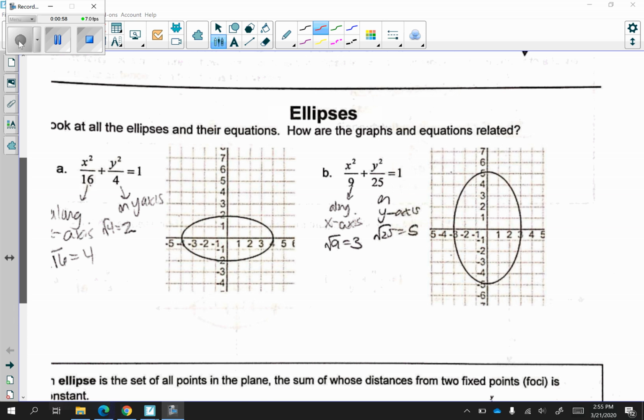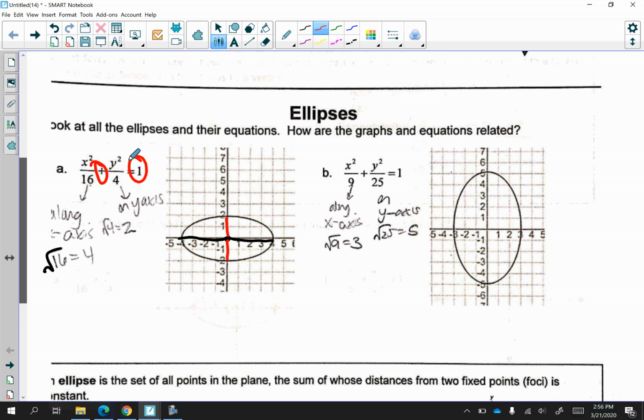So if we take a look at A, x squared over 16 plus y squared over 4 is equal to 1. Now, along the x-axis, if I take radical 16, that's going to be equal to 4. So if I count from my center, which is 0, 0, I'm 4 to the left and 4 to the right, which means my radius. Same idea for the y. If I take the square root of 4, I'm up 2 and down 2. Notice I have a plus sign, and it's equal to 1, which is the structure of an ellipse.